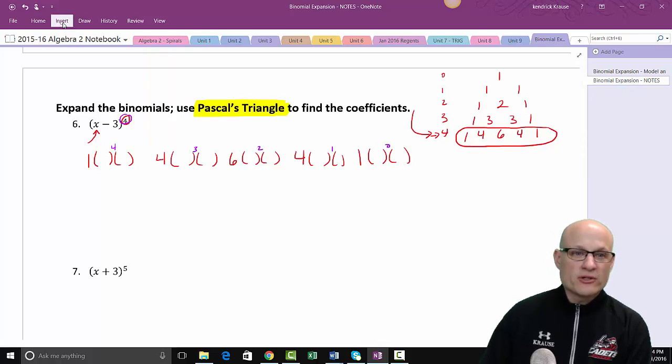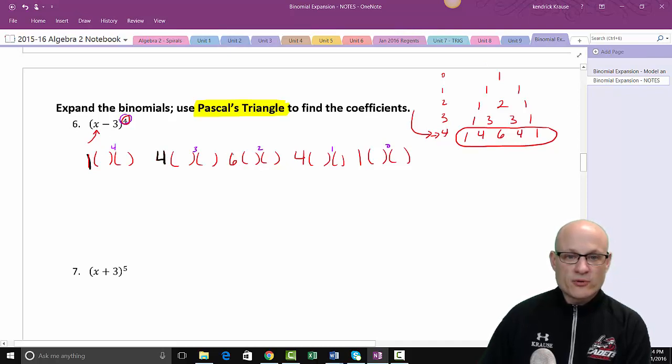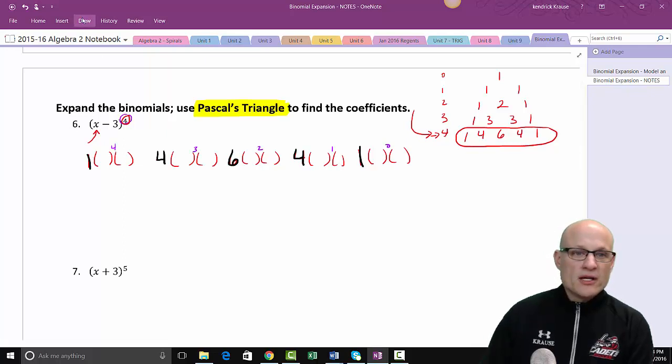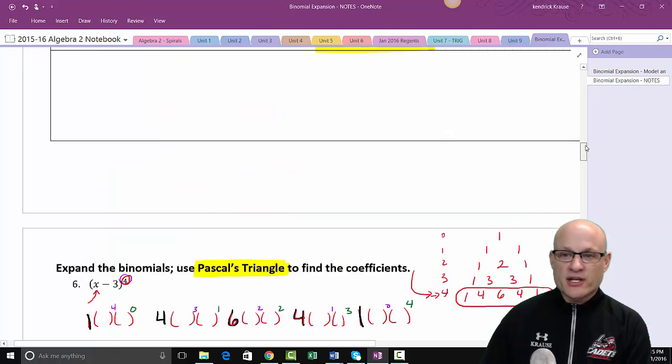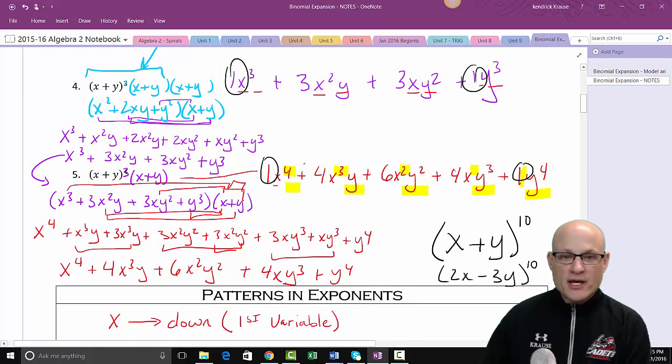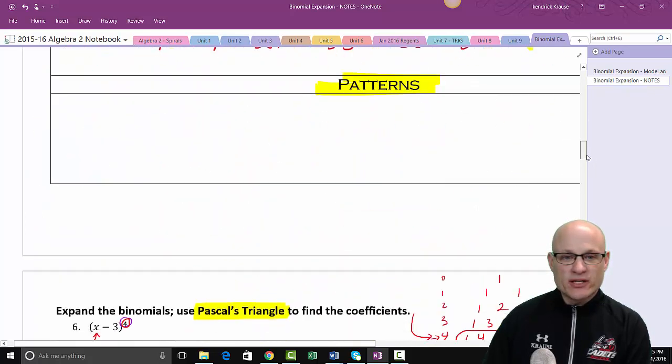And probably what I should have done, I apologize, I should have put these numbers in a different color. So let me do that. 4, 6, 4, and 1. So what I did was I went through and put those exponents. Now these exponents would go 0, 1, 2, 3, 4. In much the same way up here, if you look up here, x to the fourth, cubed, squared, 1, and nothing. This was nothing, 1, 2, 3, 4. We're just putting those exponents in.